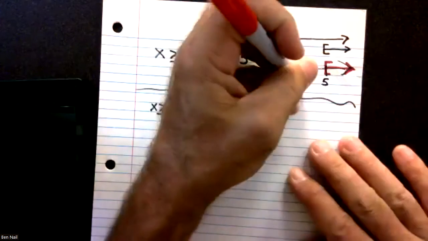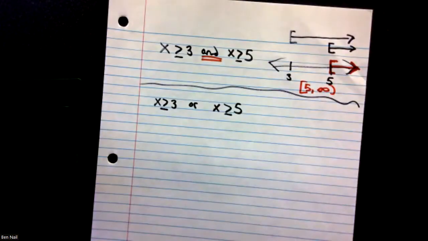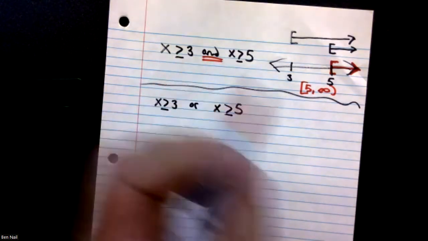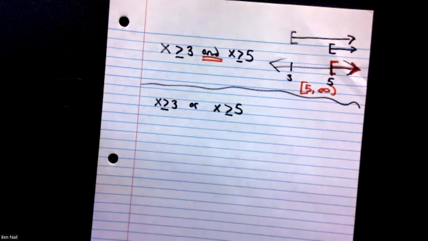So again, my interval notation would say from 5 to infinity. And then again, because it's greater than or equal to, that's why we have these squared off brackets. Also remember, infinity always gets parentheses, like so.